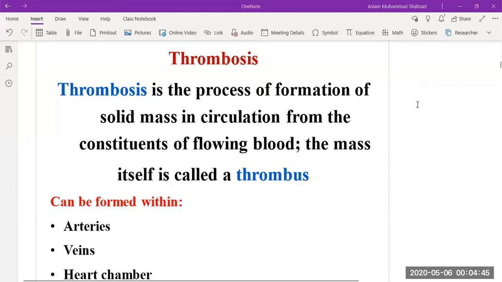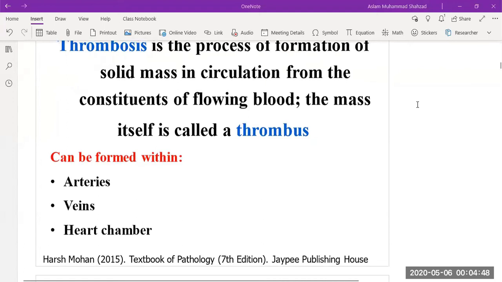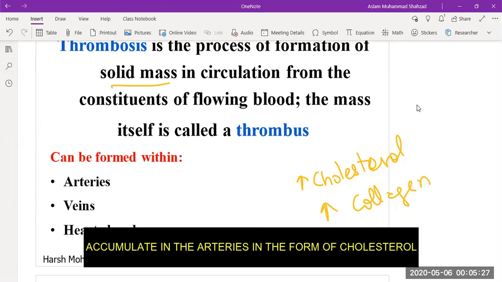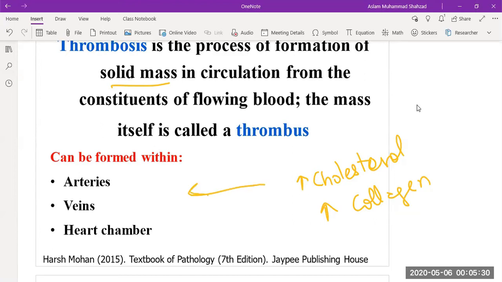So where the thrombus has been produced, they can be produced in the arteries or vein or in the heart chamber. But the main thing is that when we talk about the definition and we discuss the solid mass, what are we talking about? What is actually this? So the solid mass could be high cholesterol or increase of the collagen. Usually the solid mass accumulates in the arteries in the form of cholesterol, and then atherosclerosis is the common example that will occur.